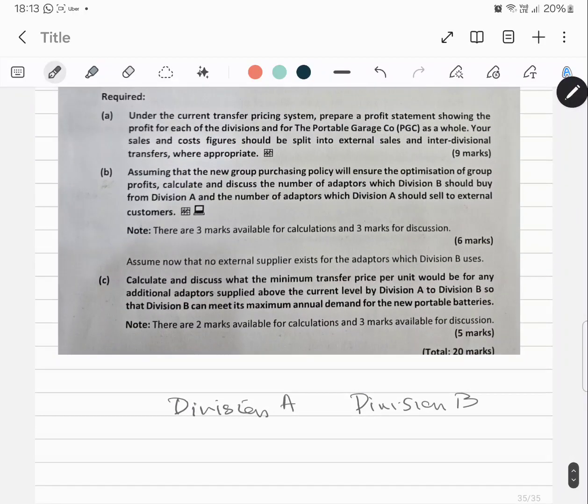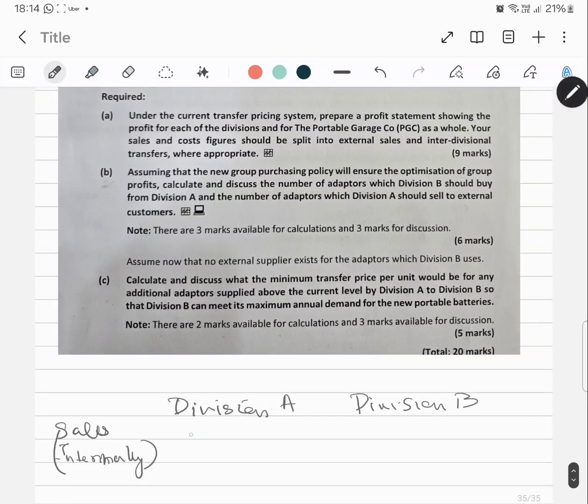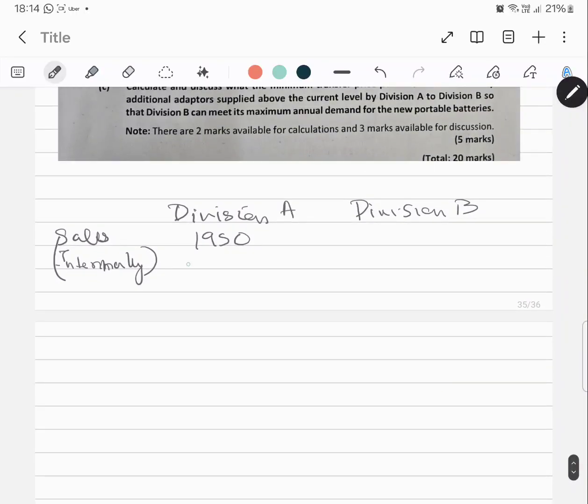So how many units are being sold internally? The units being sold internally are 150,000. So 150,000 into 13 is 1950. Whatever the sale of division A is, that will be the purchases of division B, which would be 1950.